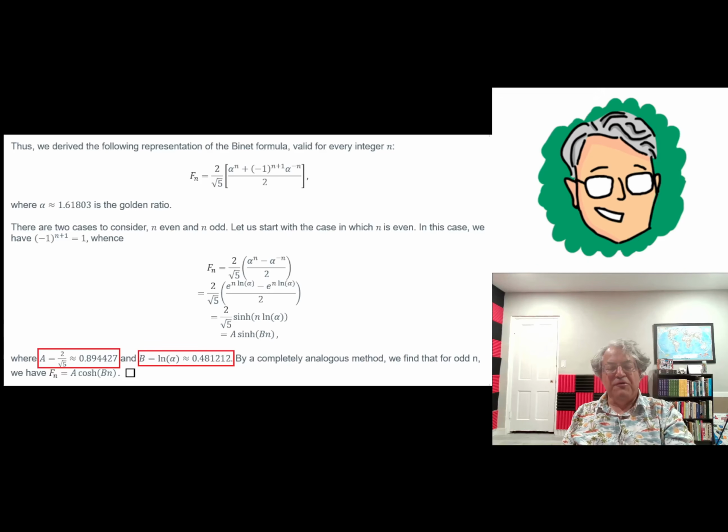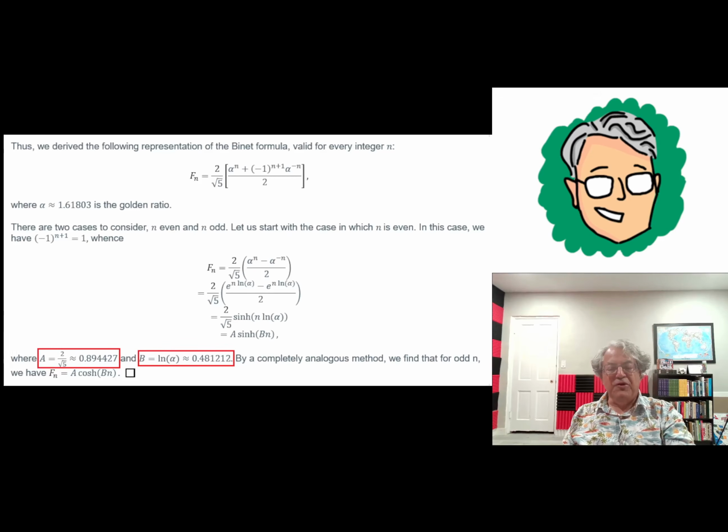So if we raise it to the nth power, we get alpha to the n is e to the log alpha to the n. And because of the way exponents work, that's also e to the n log alpha. So the second term should be e to the minus n log alpha. That's a typo. So we have f of n is 2 over square root of 5 times e to the n log alpha minus e to the minus n log alpha all over 2. And if we compare that to the formula for the hyperbolic sine, we find that the factor in parentheses is just the hyperbolic sine of n log alpha, because that's the definition. We're just letting x equal n log alpha.